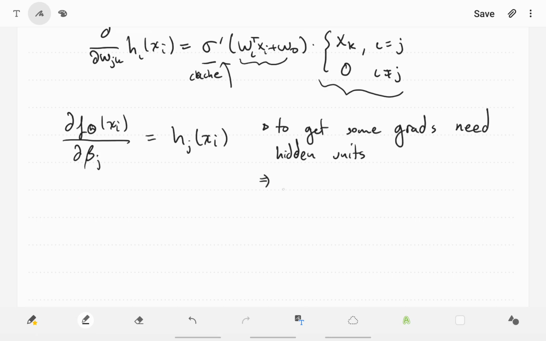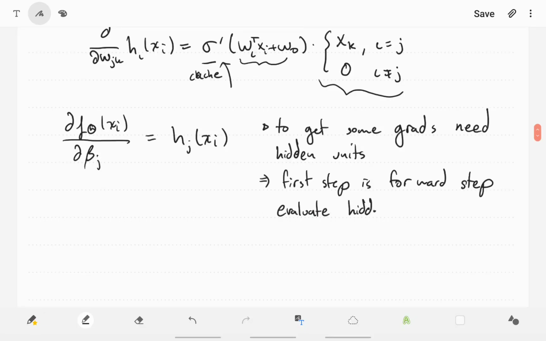Right? Therefore, the first step is the forward step, where we evaluate all of the hidden components. Right? Where we evaluate the hidden units. So, for example, this hj of xi. That's the first step. And then if we have a deeper neural net than just a single hidden layer, then we're going to have to evaluate all those layers.